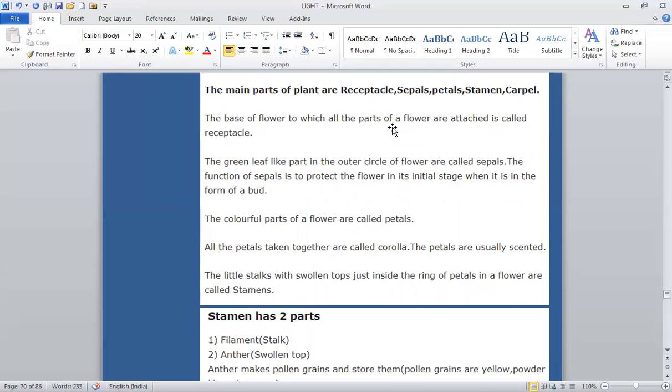We'll study about pollination, self and cross pollination, fertilization, and seed and fruit formation in our next class.